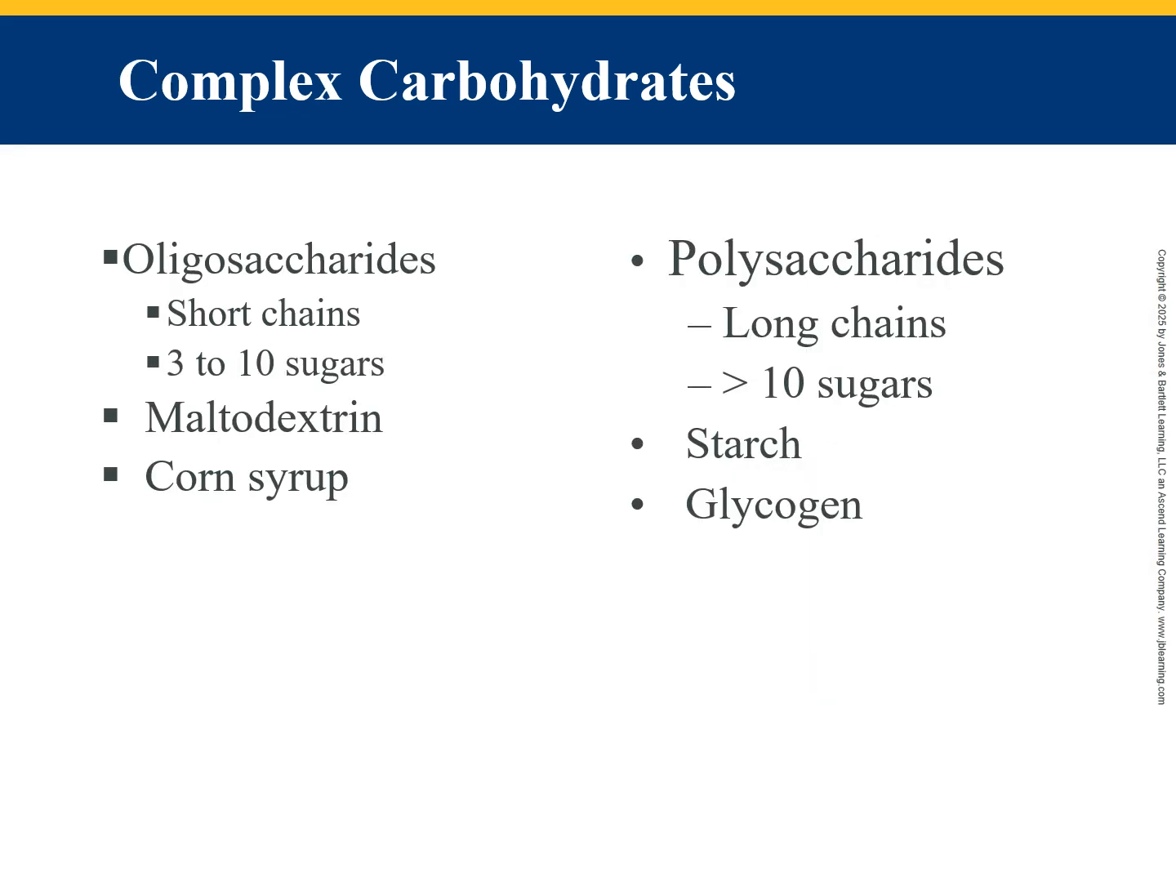The complex carbohydrates are primarily longer chains. 3 to 10 sugars is an oligosaccharide, and polysaccharides are greater than 10 sugars in a chain. Now, glycogen is a polysaccharide, and that is stored. It's the stored form of glucose, and it is metabolized to produce glucose for metabolism in our body.